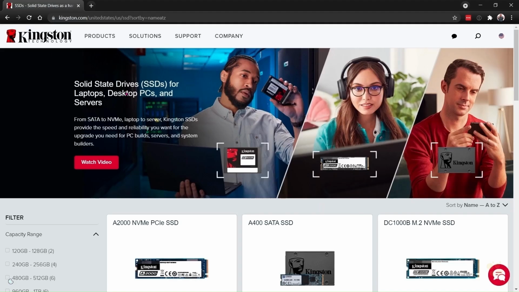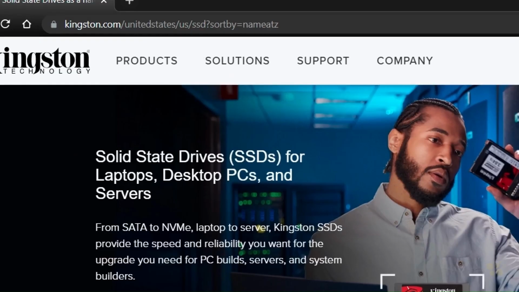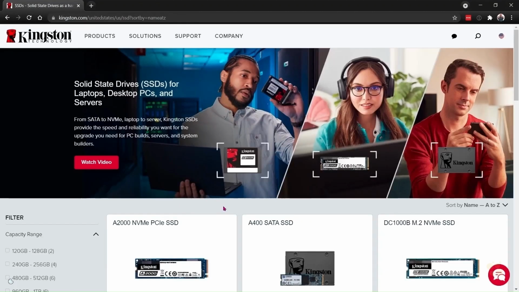So let's just go ahead and take a look at some of these. I'm at Kingston Technologies website. That would be kingston.com here. And in particular, I'm at their SSD section. And look how happy and productive these people are. See? That's why you should be using SSDs.